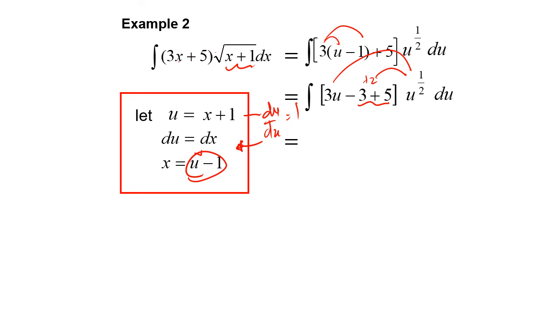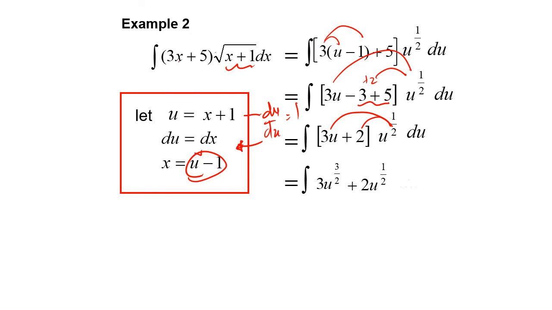So 3u multiplied by u to the power of 1 over 2 will be 3u to the power of 3 over 2. Right? Expand 3u multiplied by u to the power of 1 over 2. We get 3u to the power of 3 over 2. And then 2u to the power of 1 over 2 with respect to u. Now, what we can do is to use the basic integration rules.